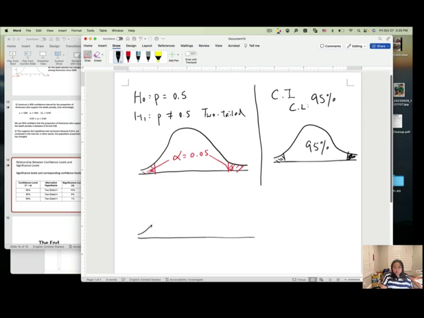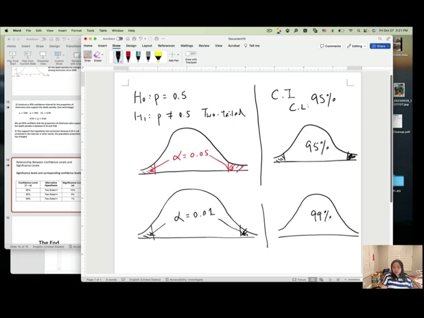So for example, if I'm still working on the two-tail, and this time my significance level is gonna be 0.01. 0.01 is talking about the total area of these two tails. So when I'm working on the confidence interval, I will be working on a 99% confidence interval. So you can compare the result of the hypothesis testing and the confidence interval. This is the case when you have two tails.